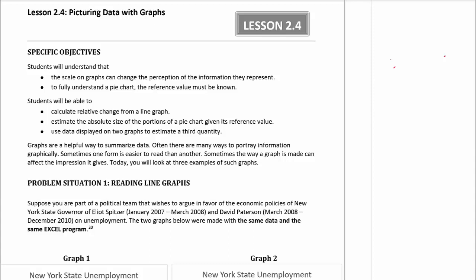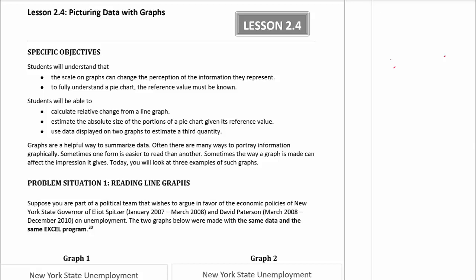Students will understand that the scale on graphs can change the perception of the information they represent. To fully understand a pie chart, the reference value must be known. Students will be able to calculate relative change from a line graph, estimate the absolute size of the portion of the pie chart given its reference value, and use data displays on graphs to estimate a third quantity.